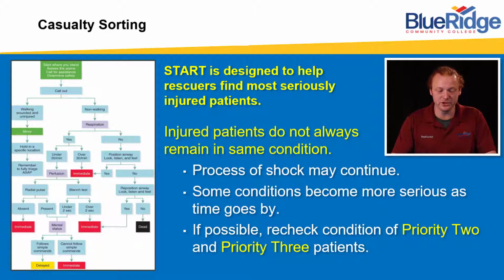Each mass casualty scene should have a person designated as a triage officer. Injured patients do not always remain in the same condition, so remember to go back and reevaluate and reassess your patients, or have somebody else do it. The process of shock may continue if untreated, and sometimes will continue if treated. Some conditions will become more serious as time goes on. If possible, go back and recheck the condition of all of your priority 2 and priority 3 patients.